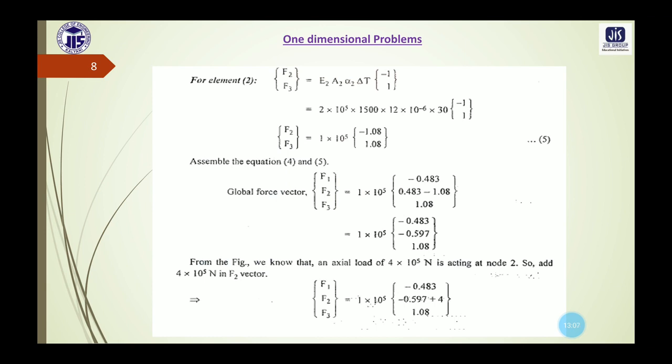Now in the diagram we have seen that there is an axial load at point P of 400 into 10 to the power 5 Newton. It is acting on node 2. So that means we need to add this 400 into 10 to the power 5 Newton in the F2 vector. So here we can see that 400 to the power 5 Newton has been added to the F2 vector.